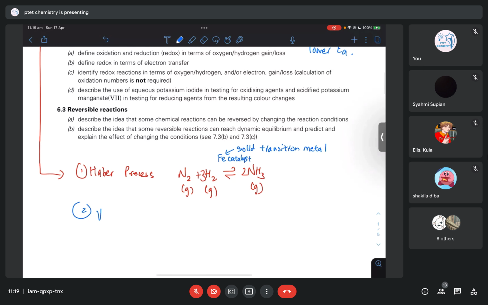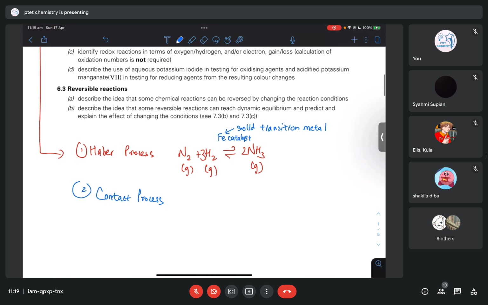Now you also have the contact process. The contact process is used to make sulfuric acid, but the only reversible step is the one that forms SO3 from SO2 reacting with O2. Balancing your equation, you're going to get that, because you do not ever write any equations which are not balanced. The catalyst there is called vanadium(V) oxide.